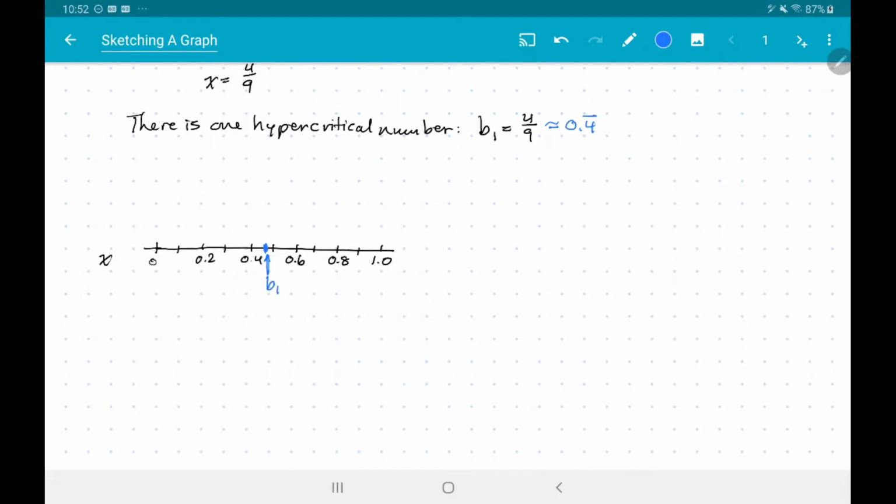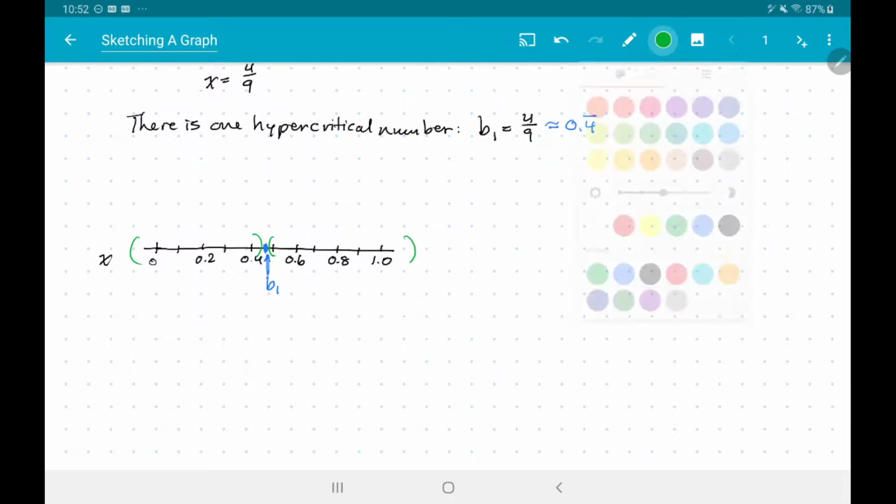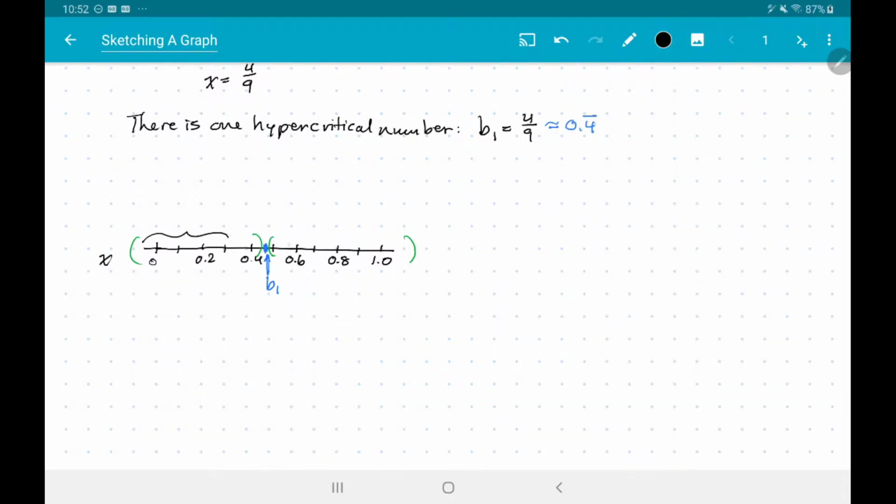So there's B1. That means that the domain, which in this case is the entire real line, is cut into two intervals. One of them is over here, and the other one's over there. As before, I'll set up a table just to keep myself organized. This time, I'm going to do a table of values of f double prime. I'll alternate between test and hypercritical numbers. So it's going to be a short table. There's only one hypercritical number.